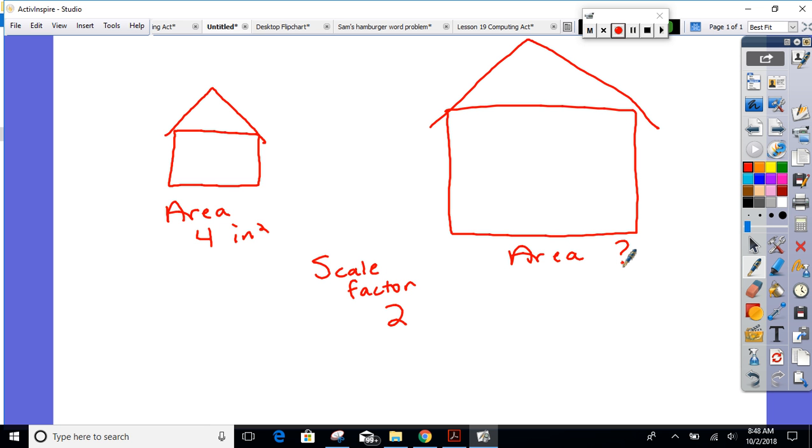Haley? 16. 16, good, good. So explain how you got 16. You need 2 times 2 is 4. Mhm. Good, so we have to square the scale factor. 2 times 2 is 4. And multiply that times the original area to get the new area. How many of you had 16 in your heads? Good, good. You guys are getting this much better now.